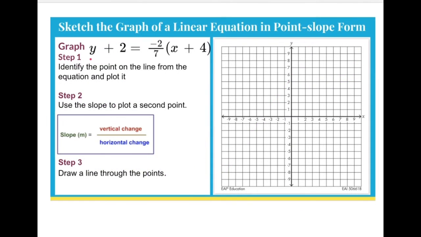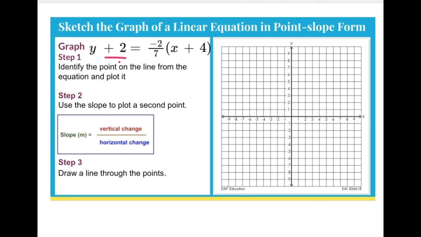Let's grab the third example. y plus 2 is equal to -2 over 7 times the quantity of x plus 4. So again, first thing we need to do is to identify the point on the line from the equation and then plot it. So here, the y sub 1 is -2.